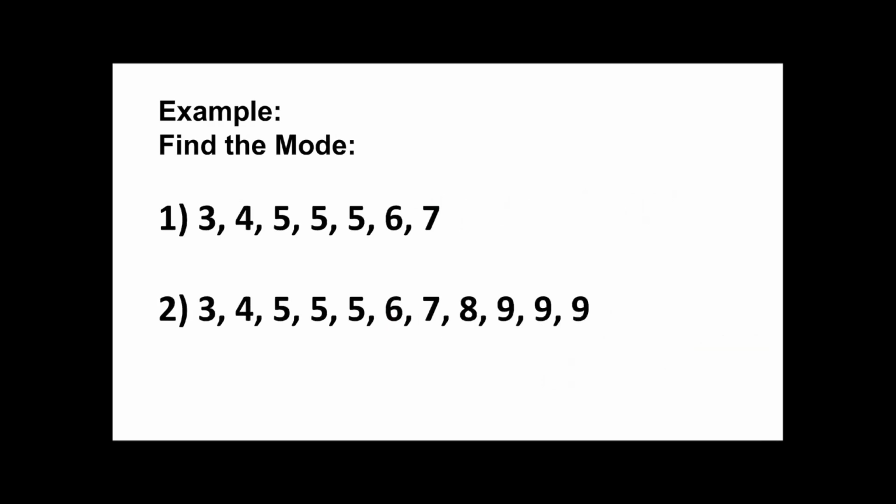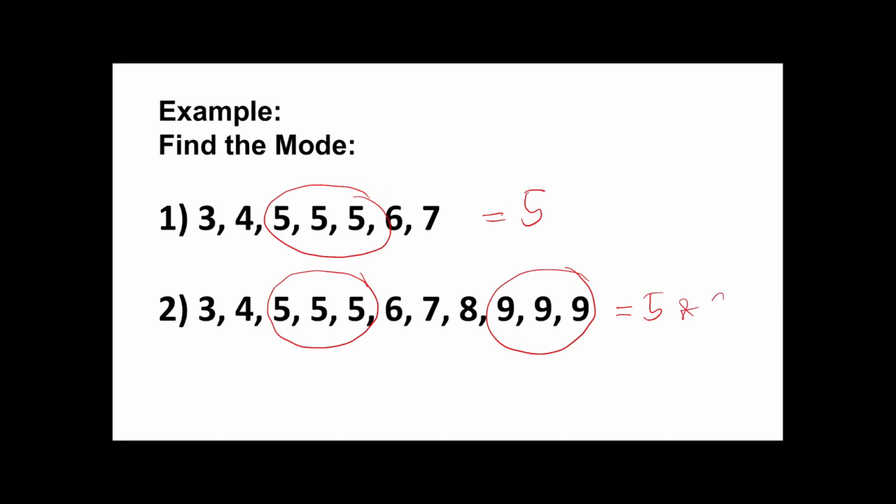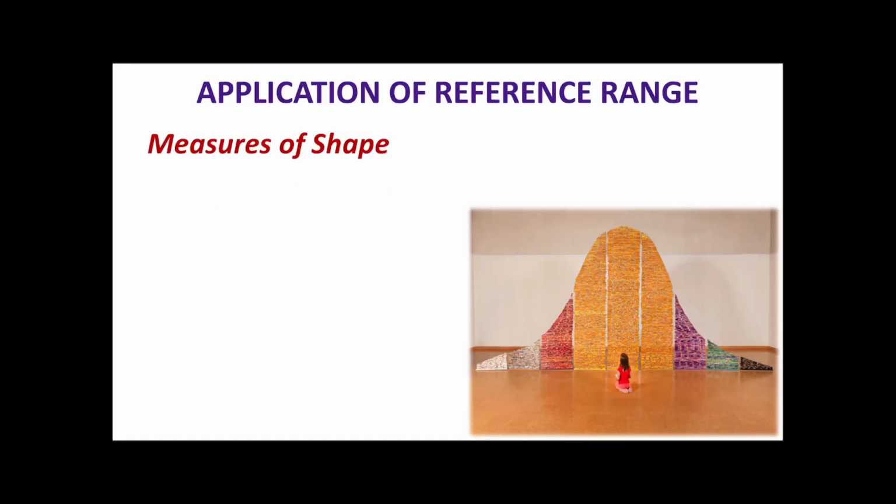How about for the mode? So the mode is the most frequently occurring value in a data set. So for example, number 1, which is the most frequently occurring value? We have 5. So the mode is 5. How about for number 2? We have 2 modes here, the 5 and 9. So we have 5 and 9. After describing the center of the data set, it is very useful to indicate how the data are distributed.